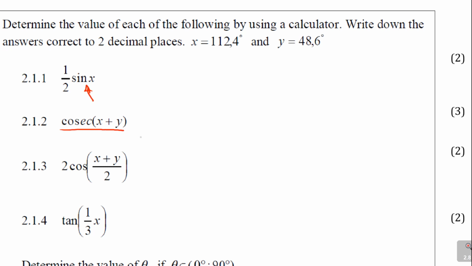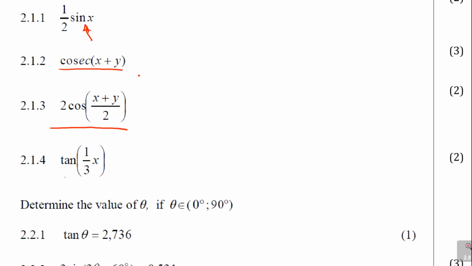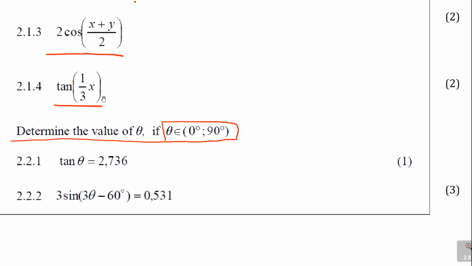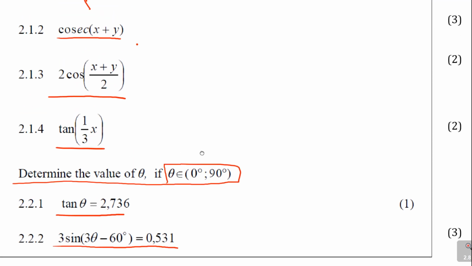Cosec. Can you try it yourself? What about this one? 2 cos x plus y. Try it yourself. What about this one? Tan that. And then it says determine the value of theta if theta is an element of 0 to 90. And then they told you tan theta is this. Already done. You find theta now. And then there is the interesting one. 3 sin 3 theta minus 60 is equal to that. Can you try it? See what you get. And give me some feedback if ever this is a challenge.